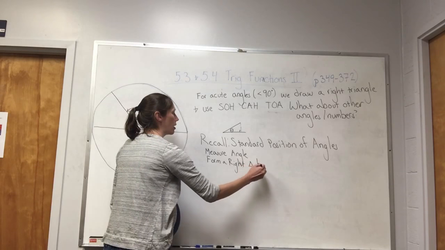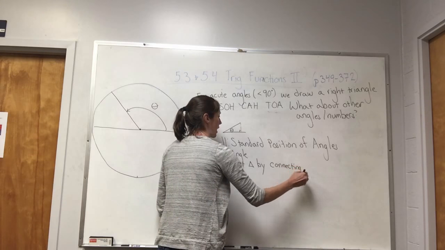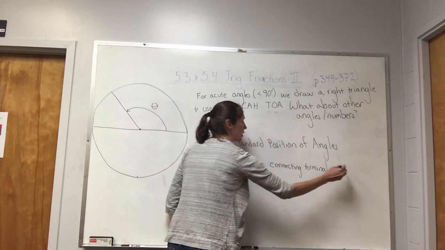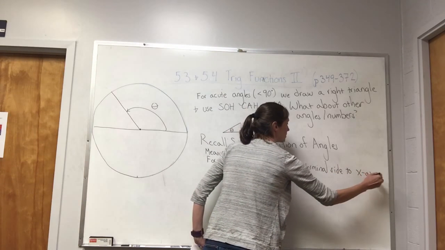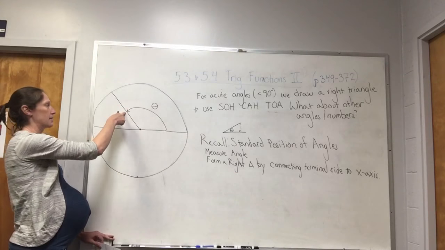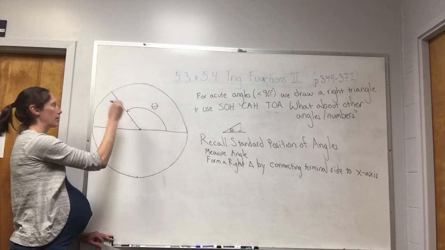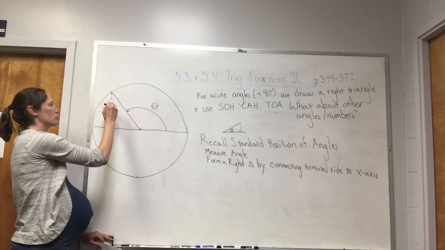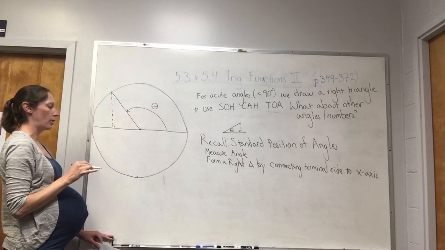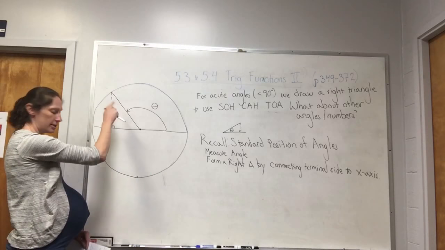Form a right triangle by connecting the terminal side, there's another term we've used before, to the x-axis. Okay, so terminal side, that's where the angle terminates. That's the end, okay? So I need to go from this terminal side down to the x-axis, okay? So I'm going to do that right here. And if I go straight down, I do form a right angle, okay? Not only do I have a right angle, but I should start to see a right triangle in there.